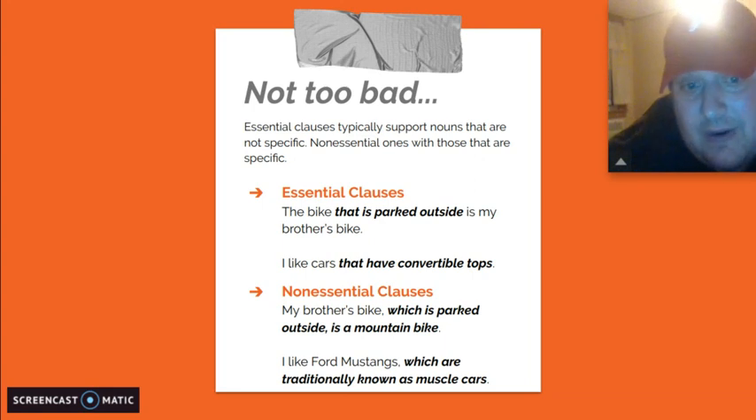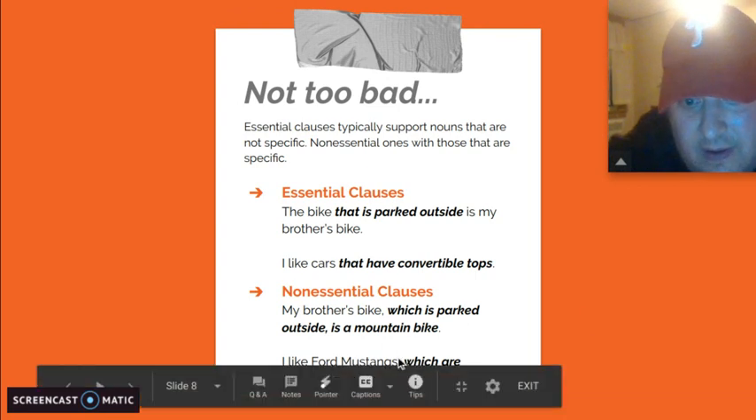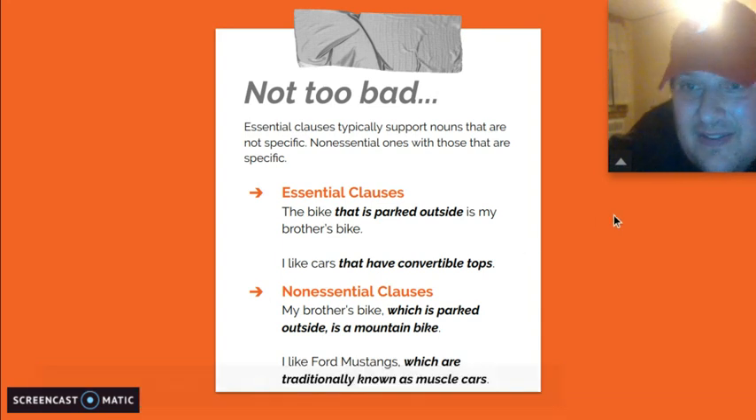The information I'm putting there is just like, oh yeah, by the way, which is parked outside. Okay? And then the last one here, I like Ford Mustangs. That's a proper noun, comma, which are traditionally known as muscle cars. Now also notice here at the end of the sentence, you have the comma and then the adjective clause. Then you just put the period. You don't put another comma there.